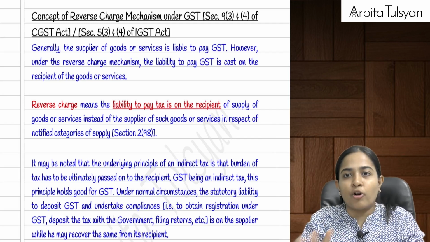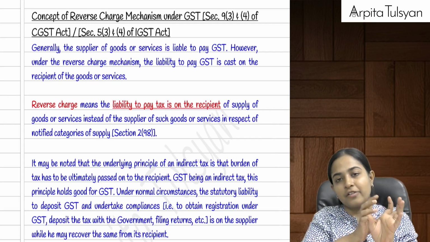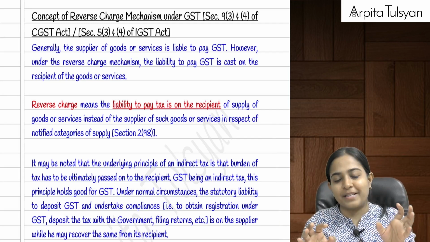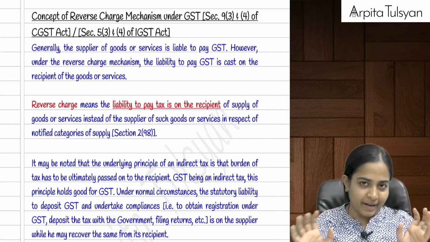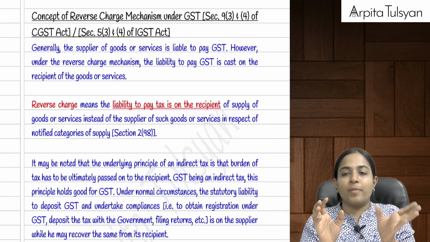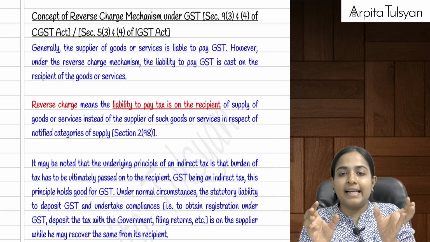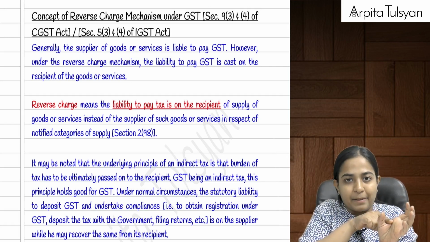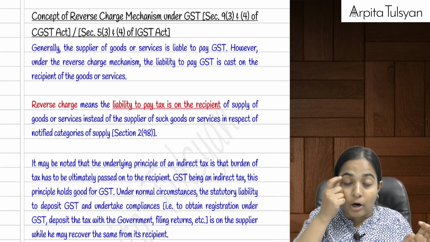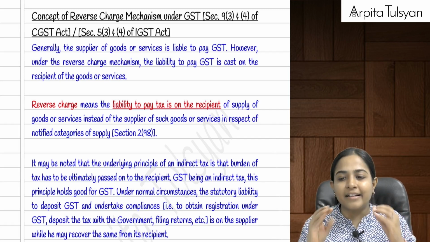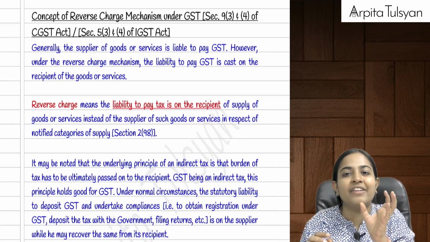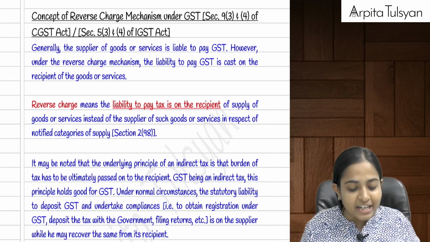Normally what happens? There is a supplier of the goods or service, and then we have the recipient of the goods and services. Normally supply goes from this person to this person, and the tax is collected by the supplier from the recipient, and the supplier pays the tax to the government. The responsibility to file the returns, to pay the tax, etc., vests with the supplier. This is a very normal thing.